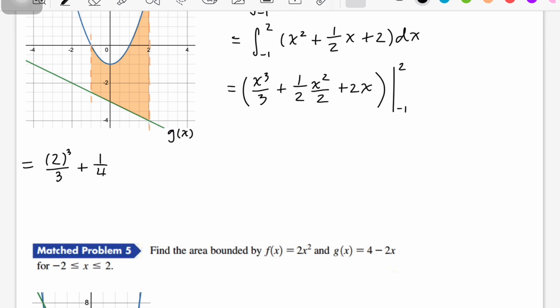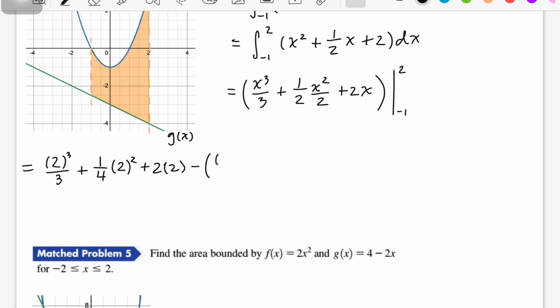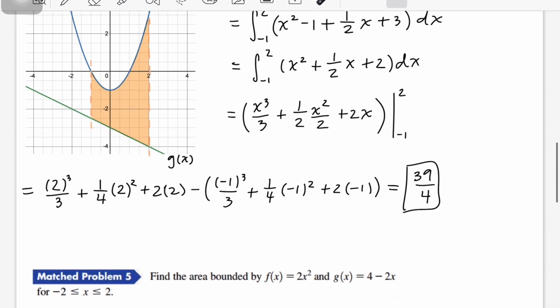So this will be 1 over 4 times 2 squared, and we'll get plus 2 times 2, minus negative 1 cubed over 3 plus 1 over 4 times negative 1 squared plus 2 times negative 1. Alright, and then evaluating this, we'll get 39 over 4. So that is the area of this shaded region here, bounded by these two curves and these lines here.